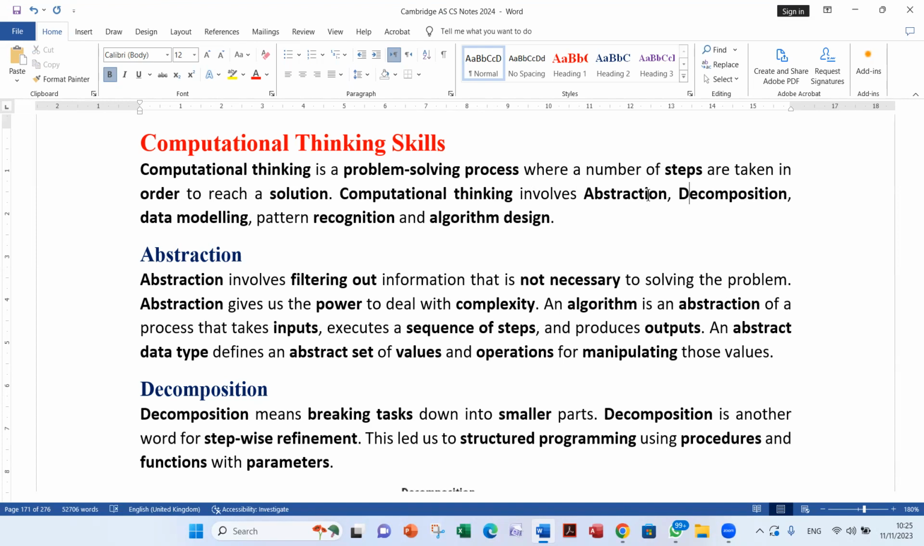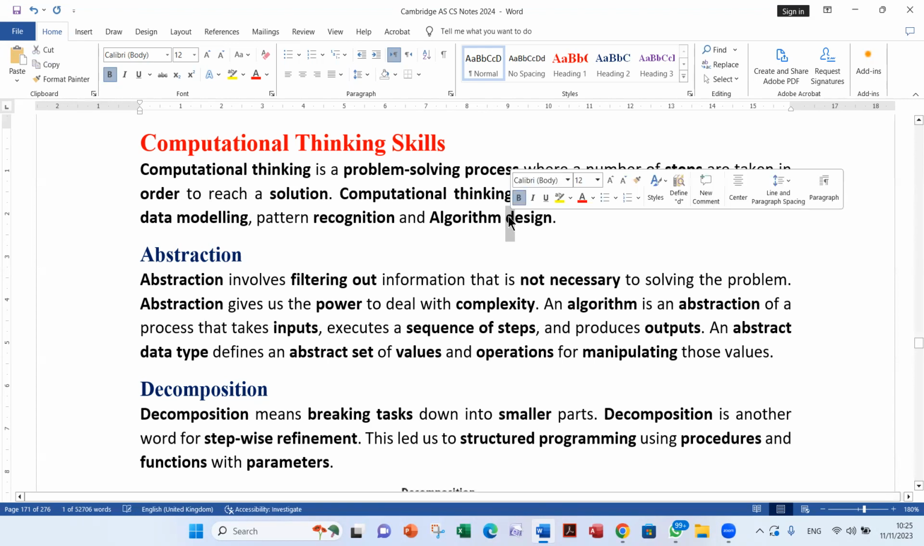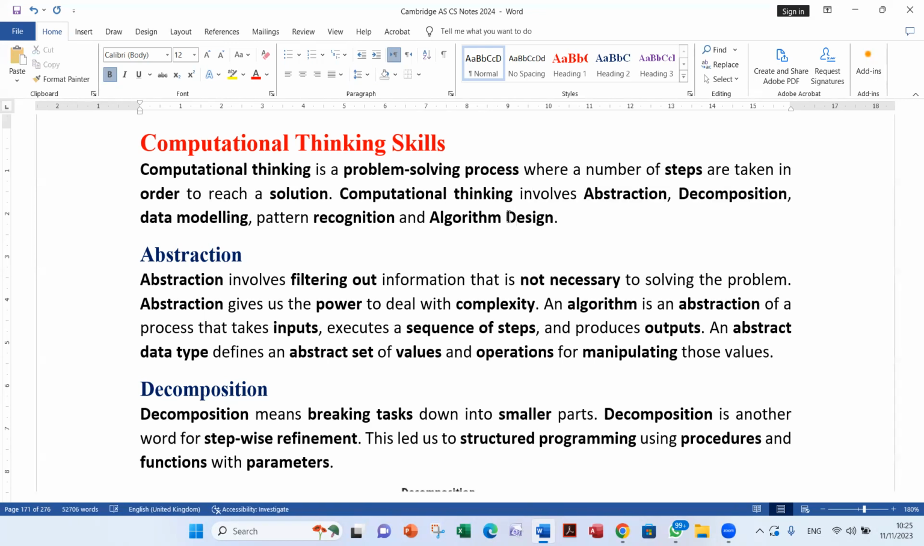And also decomposition, data modeling, pattern recognition, and algorithm design. This is what we will be doing all the year. We will be doing algorithm design. Okay, so we need to study these things.